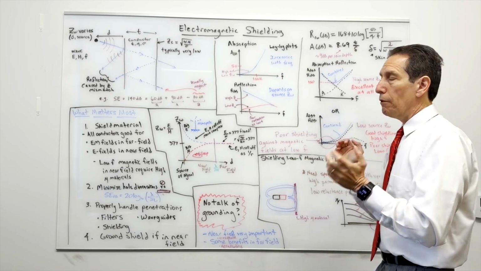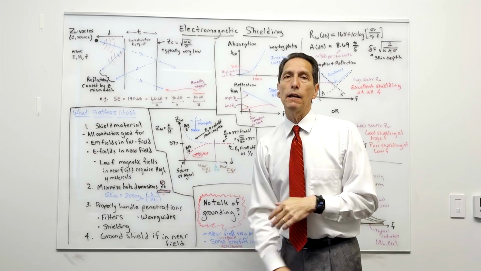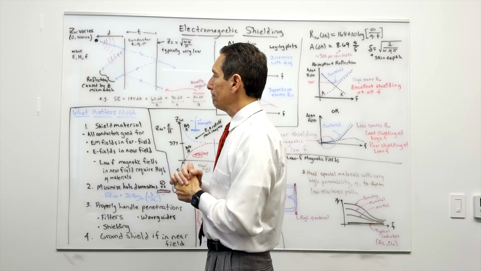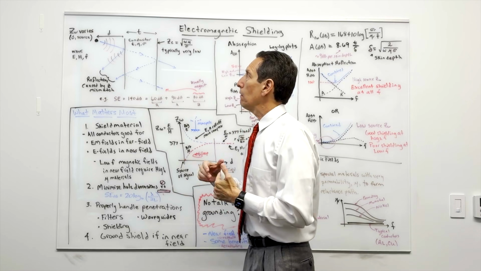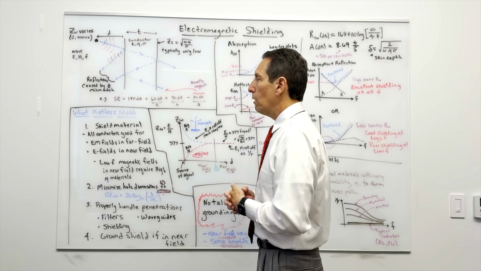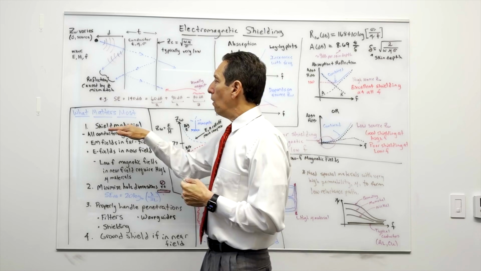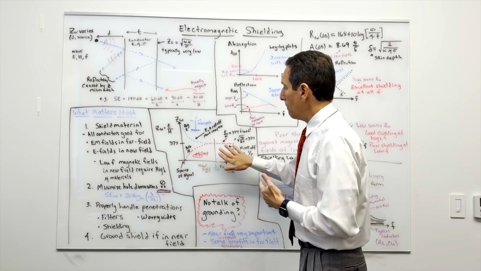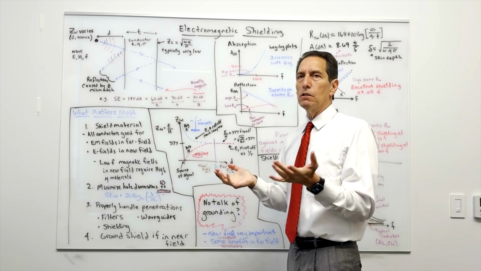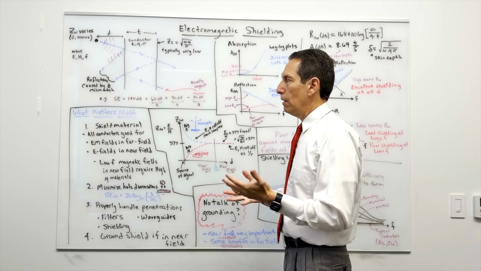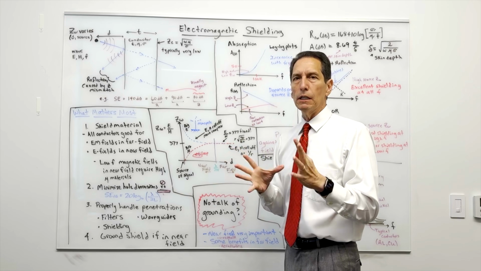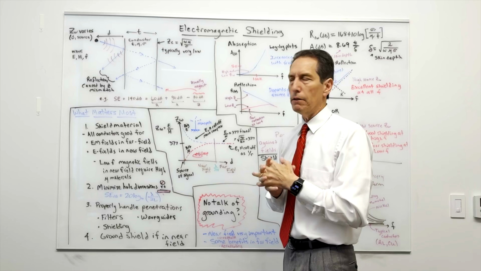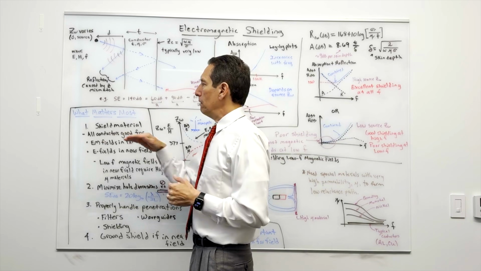All right, so we're about at the end here. Let's do our takeaways and see what matters here. The shield material, all right, how important is the shield material? Well, that kind of depends. All conductors are good for electromagnetic fields in the far field. When I'm out here in the far field, everything kind of looks the same and I can block it pretty well with any kind of metal. All metals are really good conductors, so copper, aluminum, whatever. Those all work well if the field is in the far field.